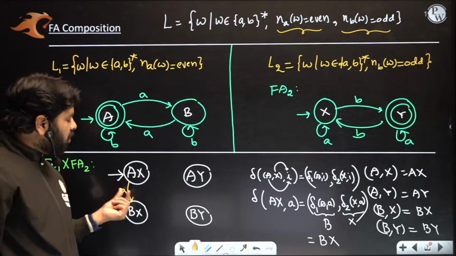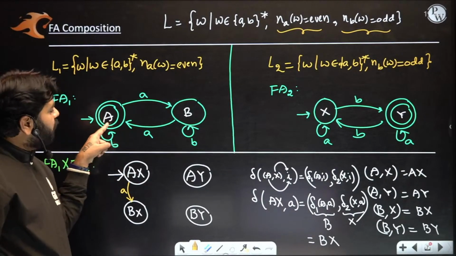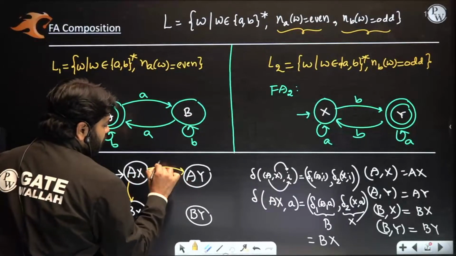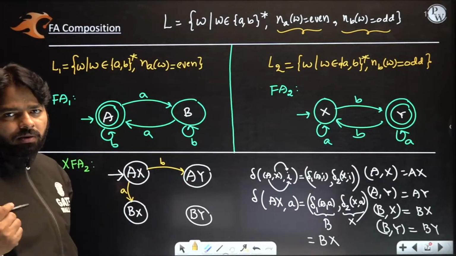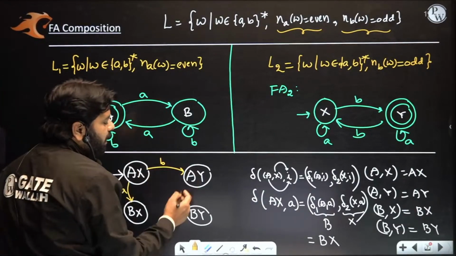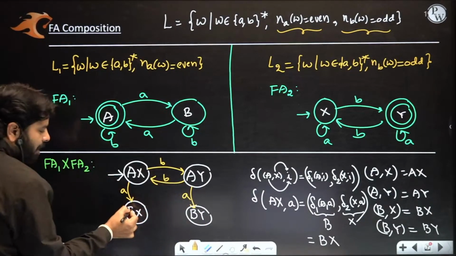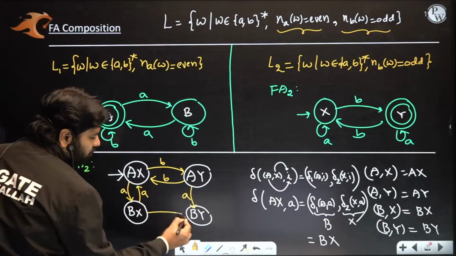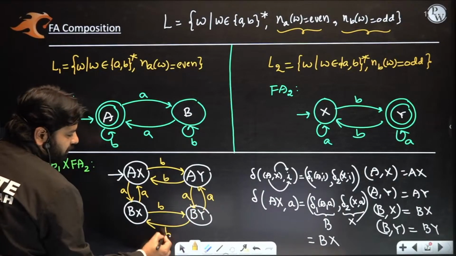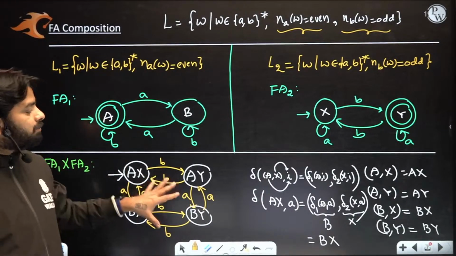(A, x) on a, it goes to (b, x). On small b, a on b goes to a, but x on b goes to y. So (a, y) is here, (a, y) is here. So if you use the same concept for every combination, then here (a, x) is over, then do for (a, y). (A, y) on a, it goes here, on b it goes back, and here (b, x), it goes here, on b it goes here, and (b, y) on a, it goes up, and on b it goes left. So this is the complete configuration after doing the composition.